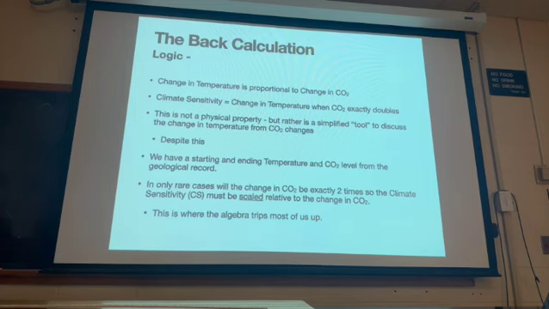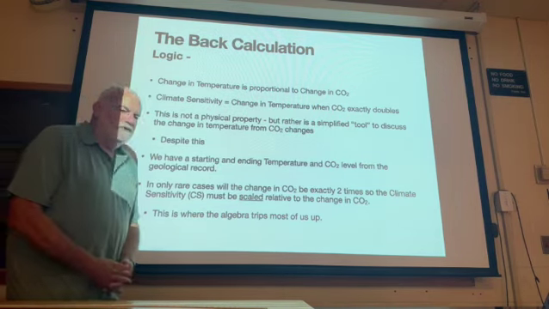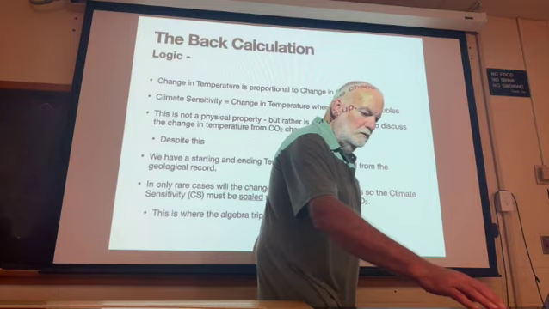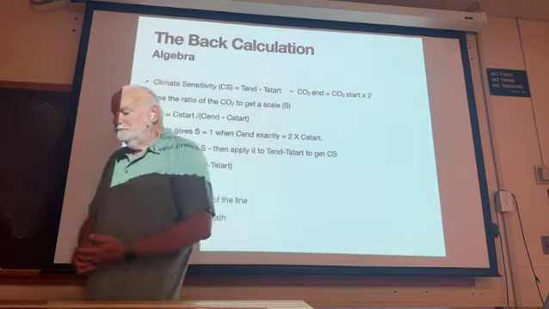And so that's the bottom line here. Only in the rare case will C be exactly 2 times, so we do the scaling business. And algebra is our nemesis, because it's nasty stuff. The algebra actually looks like this.